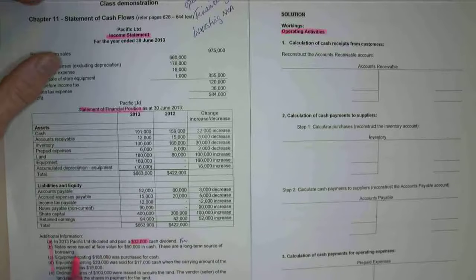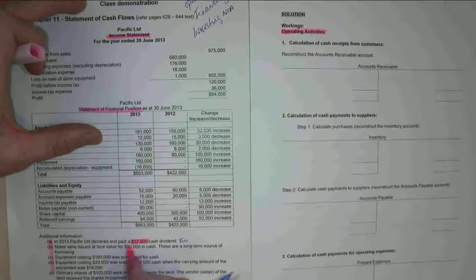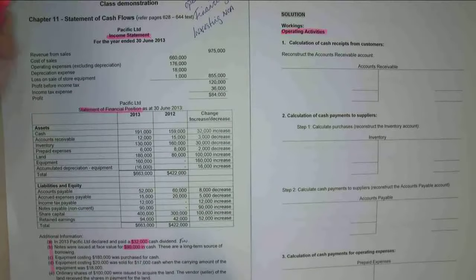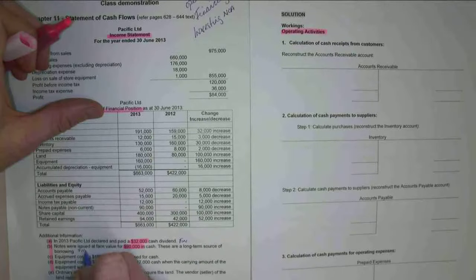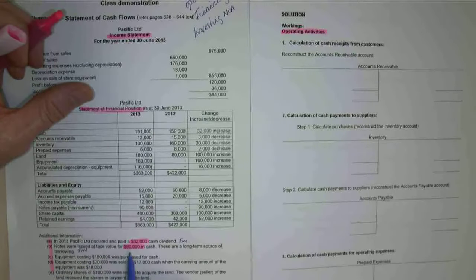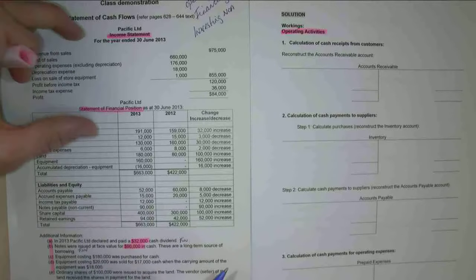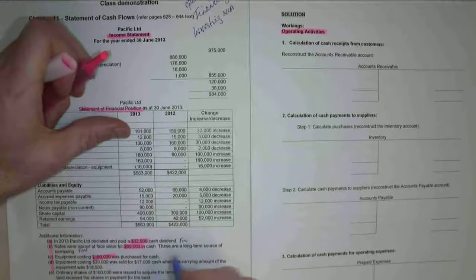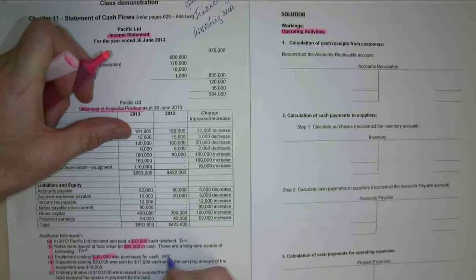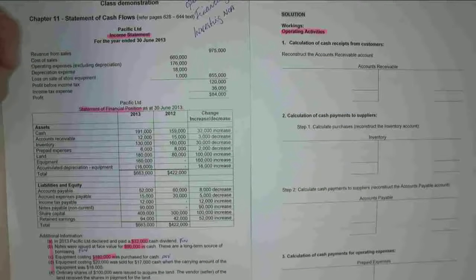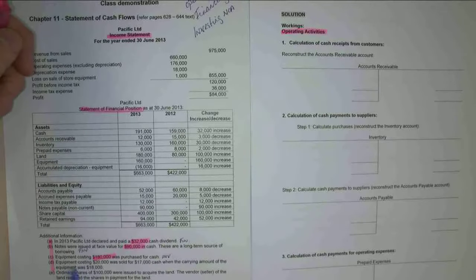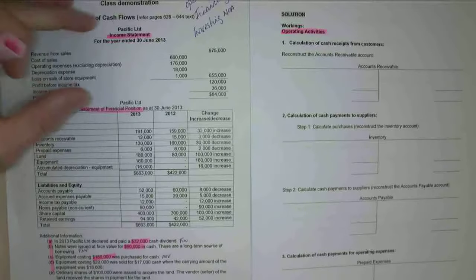I've also got notes were issued at face value for $90,000 in cash. These are a long-term source of borrowing. So that means I've got some financing activities here as well. So I've got two financing activities, this being a cash inflow, this being a cash outflow. And I've got some equipment costing $180,000 was purchased for cash. So that's my investing activities. That's a cash investing activity, but it's an outflow. I've also got some equipment costing $20,000 was sold for $17,000.